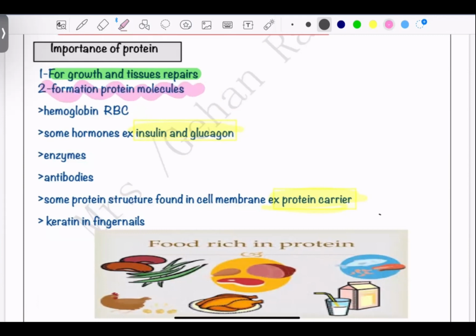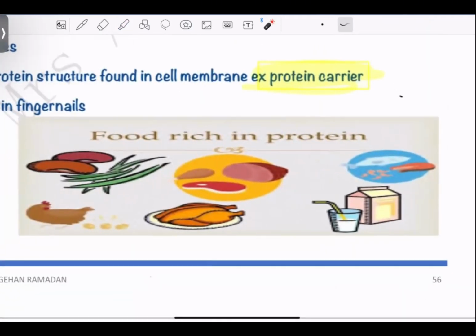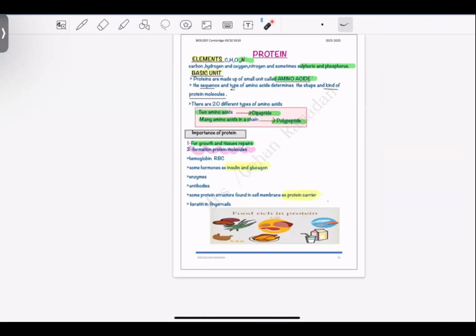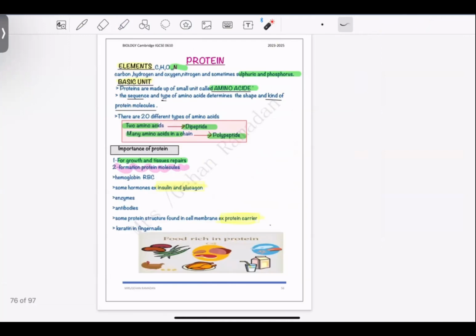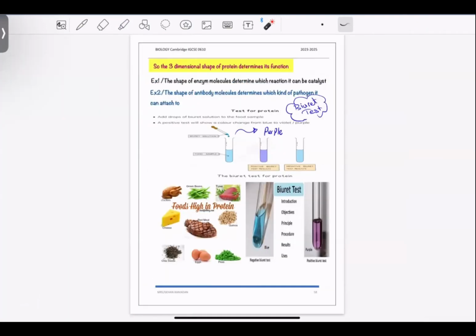What are examples of these protein molecules found in your body? Hemoglobin, some hormones, enzymes, antibodies, and some protein structures. This is a type of food which is rich in proteins. Of course, there are two sources for protein: we have protein from animals and we have proteins from plants.